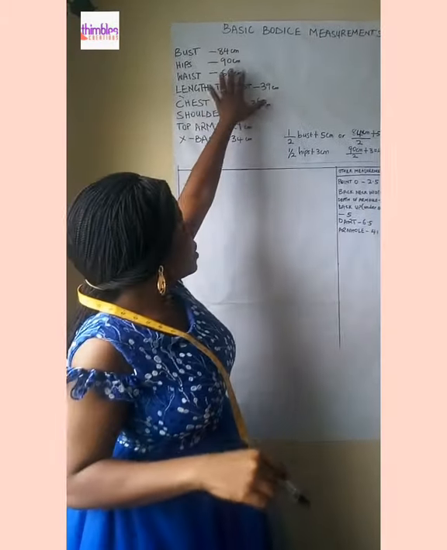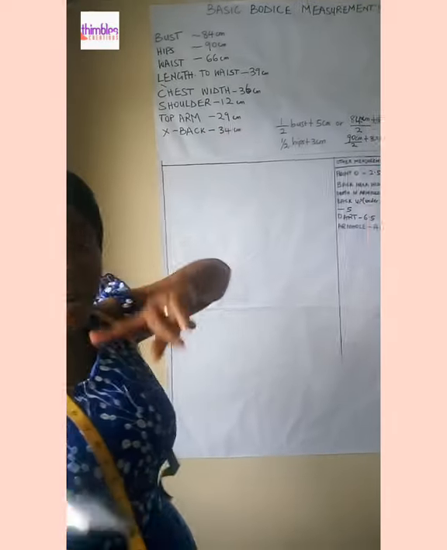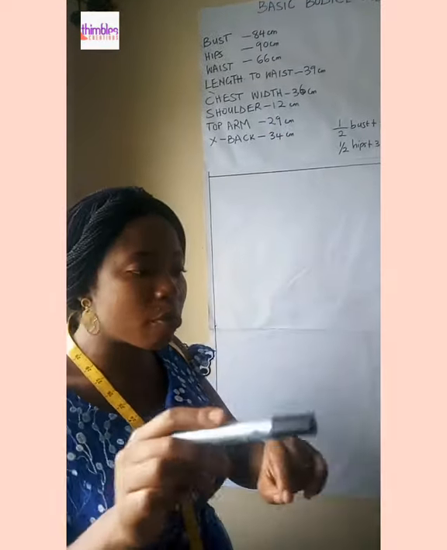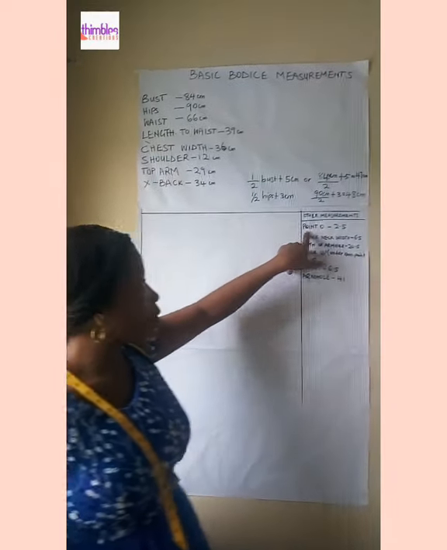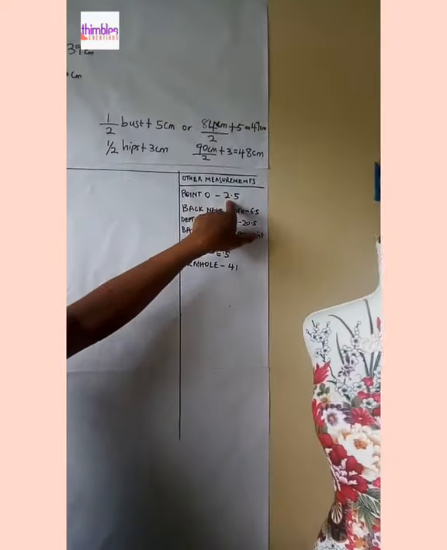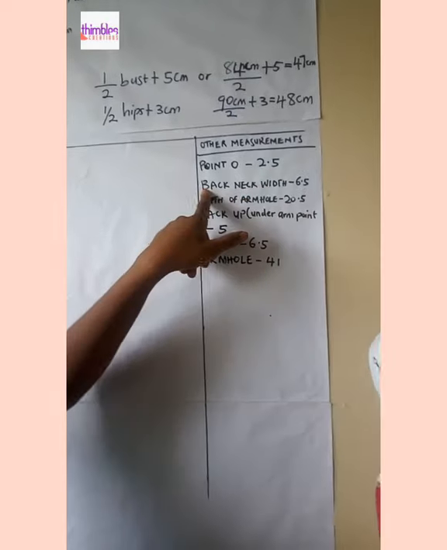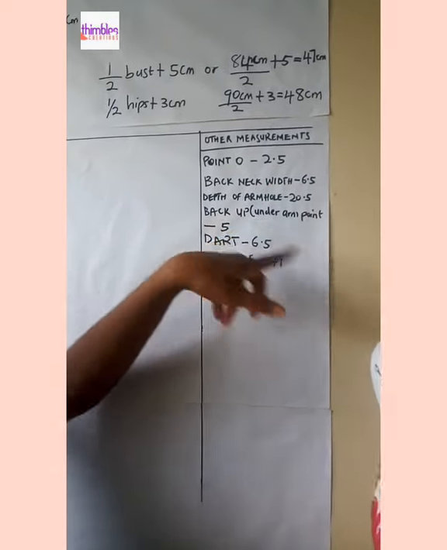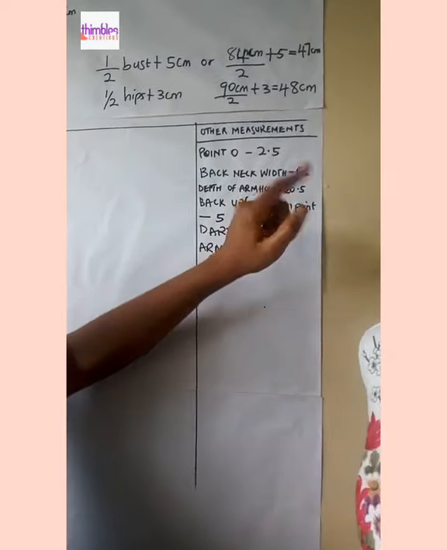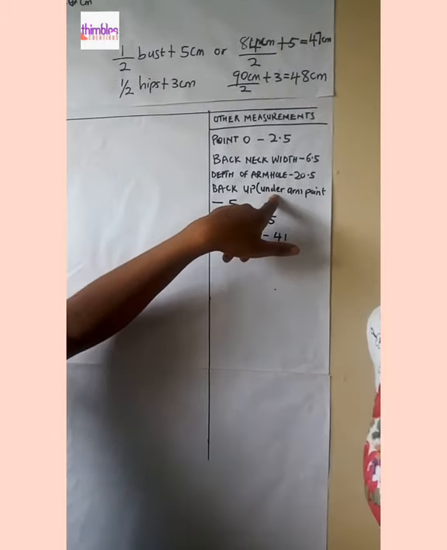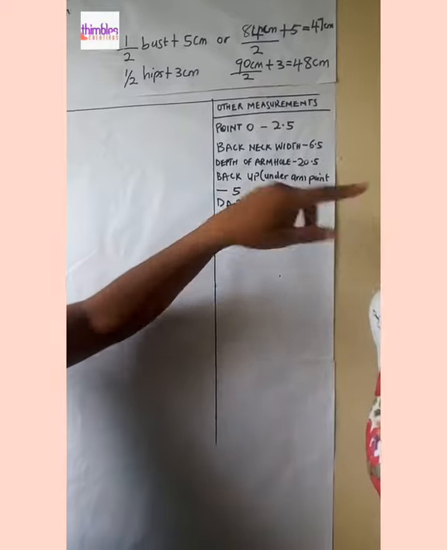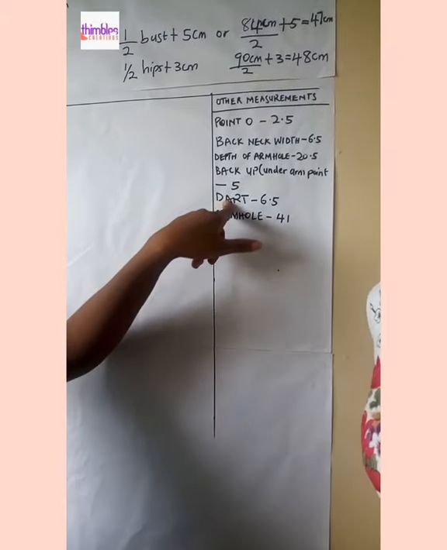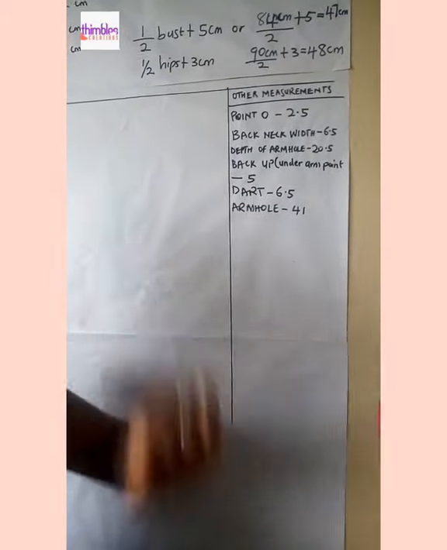These are the basic measurements, but there are other measurements that come after these ones, so I wrote them down here. We have point O, 2.5; back neck width, 6.5; depth of armhole, 20.5; back up under arm point, 5; dart, 6.5; and armhole, 41.